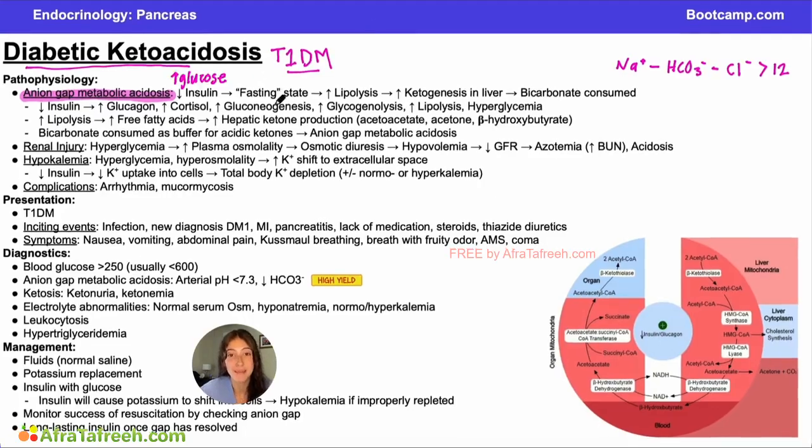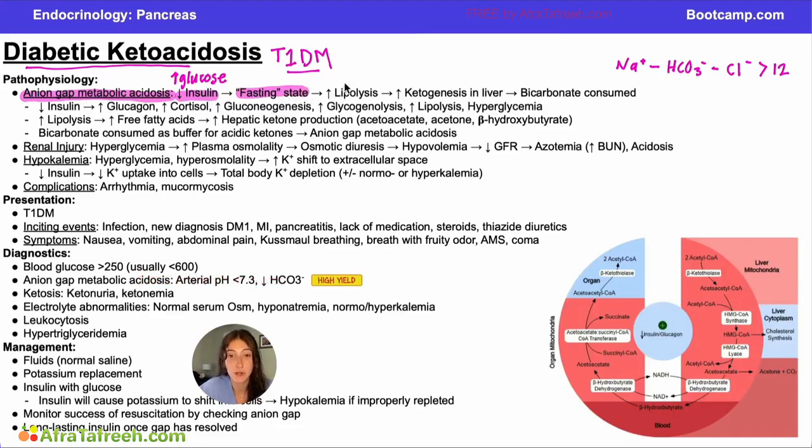Well, what's happening in diabetic ketoacidosis to cause this anion gap is, although you may have high levels of glucose, you may have hyperglycemia in the 200-300 range, you will have decreased insulin. And this decreased insulin is tricking your body into feeling like it's in a fasting state, like it doesn't have any glucose available, even though you may have very high levels of glucose in your serum.